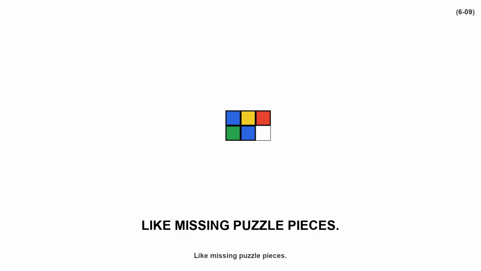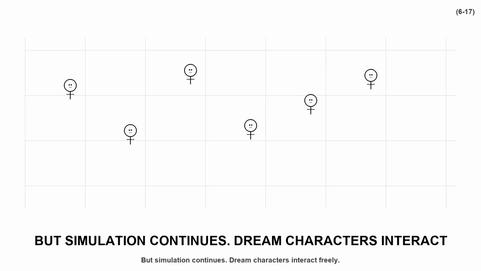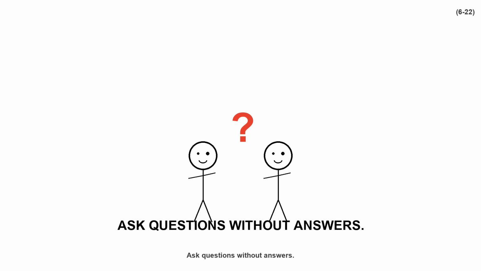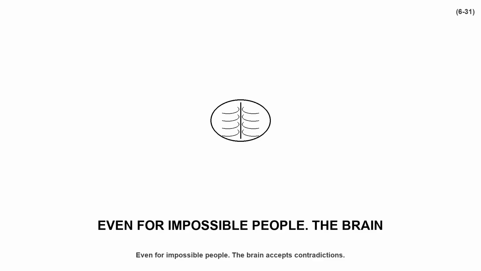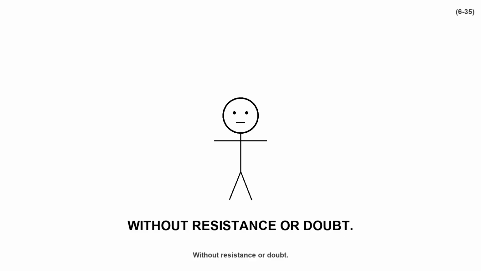The brain never pauses creation. Even in rest states. Conscious awareness is offline. But simulation continues. Dream characters interact freely. Ask questions without answers. And receive emotional responses. Not logical ones. This creates a realism illusion. Even for impossible people. The brain accepts contradictions. Without resistance or doubt. Until waking interrupts everything.